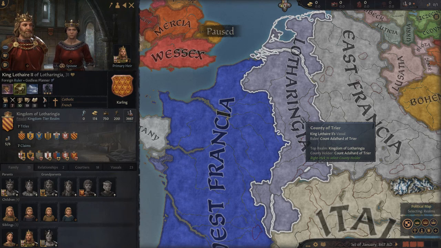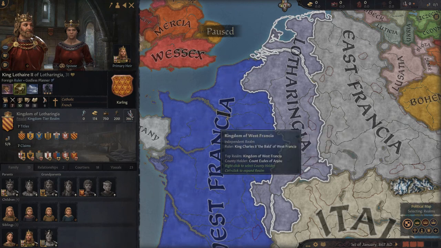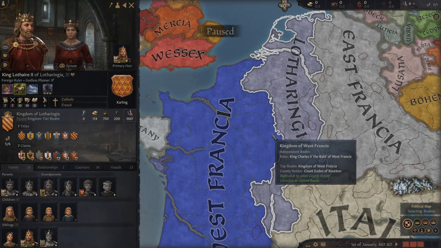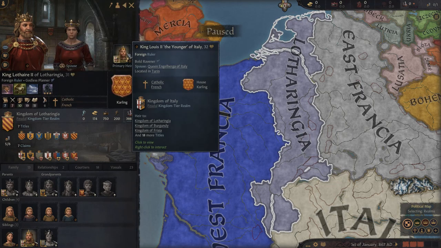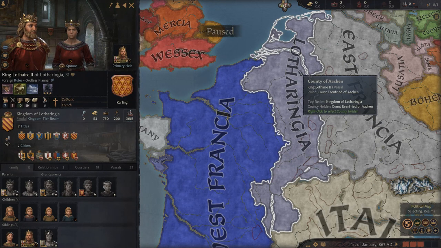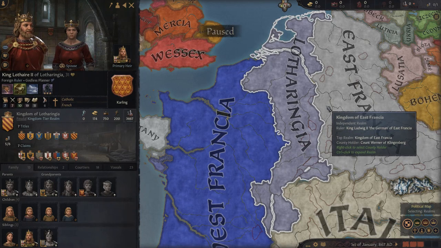Teutberga actually agreed to the annulment in 869, a woman who did not have an easy life with her husband. Lothair traveled to Rome to get the approval of the Pope, but got sick and actually died on the journey. Since his son Hugh was declared illegitimate, all of his lands passed to his brother, Louis II, the younger, on his death. But it didn't go as Louis would have hoped, or as Lothair had intended. And you can see here, his primary heir is Louis the Younger of Italy. Because, as mentioned before, his lands actually got divvied up between West Francia and East Francia.